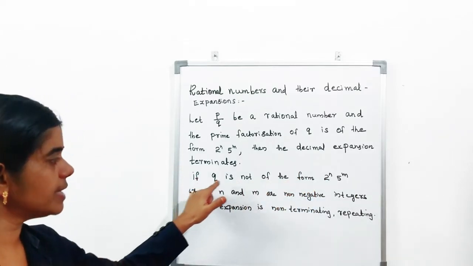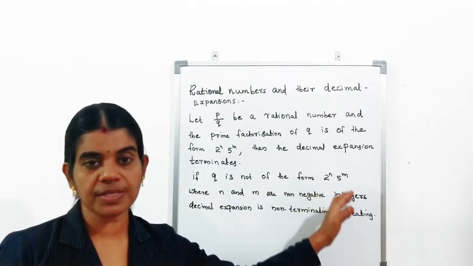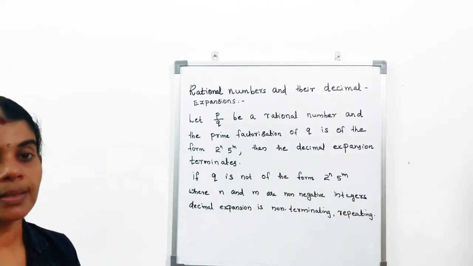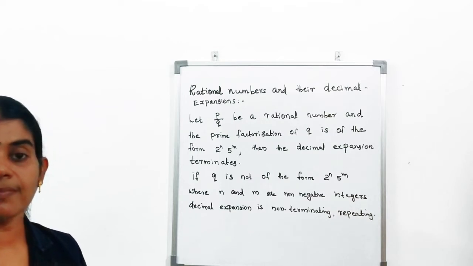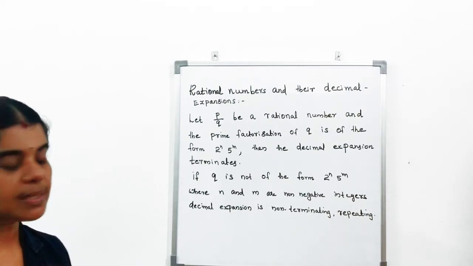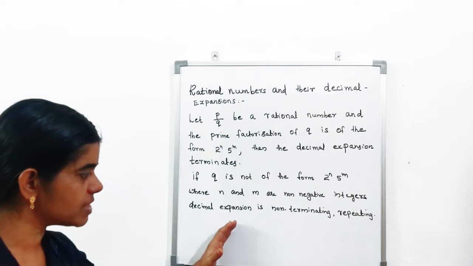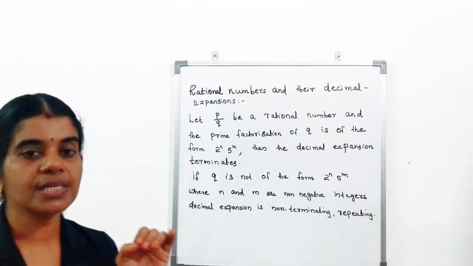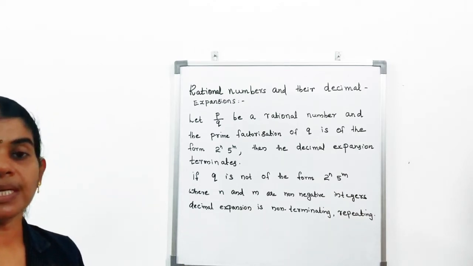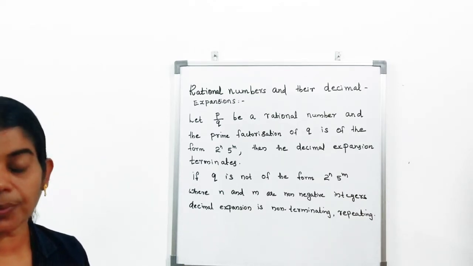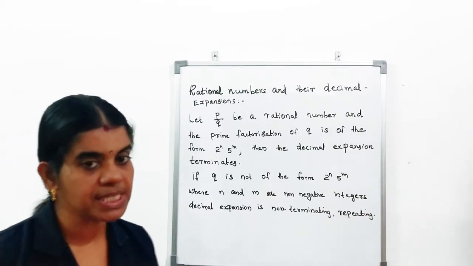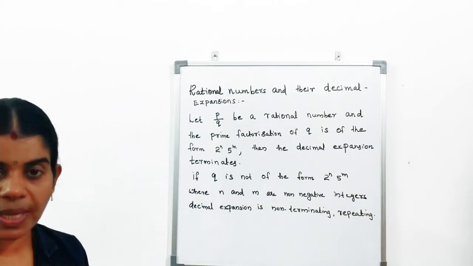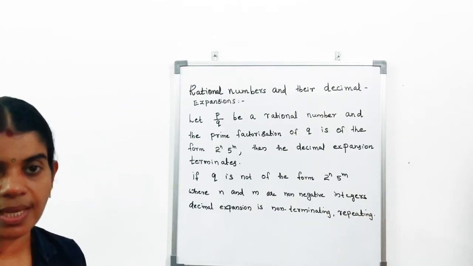If q is not of the form 2 raised to n and 5 raised to m, if you are getting any other numbers, that means 2 and 5 also there and one more number 3 also there, suppose, then it will have a decimal expansion that is non-terminating and repeating. Therefore, you want to find the denominator's factors. If they are in the form 2 raised to n and 5 raised to m, it will be terminating. If not, then it will be non-terminating and repeating.